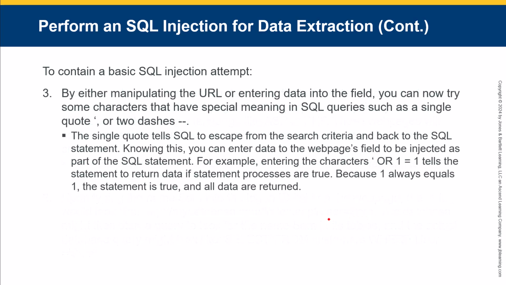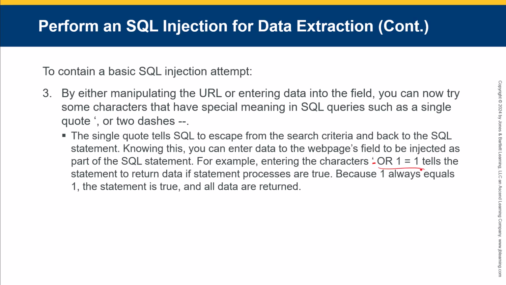By either manipulating the URL or entering data into these fields, you can now try some characters that have specialized meaning in SQL, like a quote, a double quote, double dashes. The single quote tells SQL to escape from the search criteria and back to the SQL statement. Knowing this, you can then enter data into the web page field to be injected as a part of an SQL statement. So you could do quote or 1 equals 1.